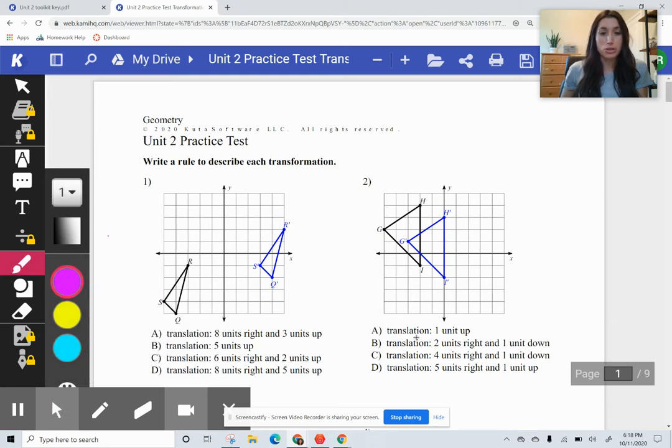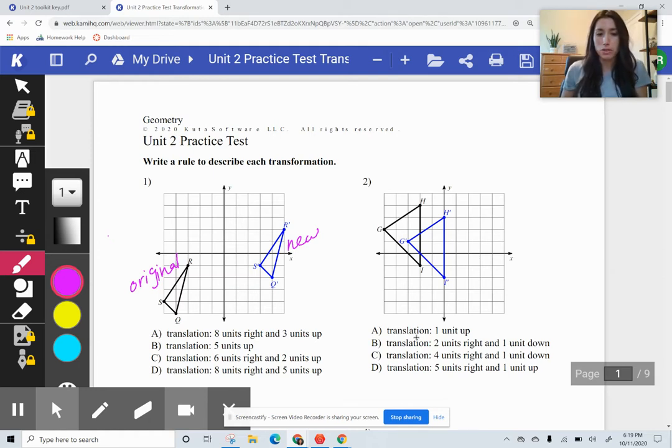So let's look at our first problem here. We are translating, so we're describing the rule that we're seeing here. If you notice, this is our original figure. And then we know this one here is our new figure, because it has our prime notation here. If we were trying to figure out how we are getting from the original to the new, it is a translation. They're in the same orientation, but we want to know how many units we are moving.